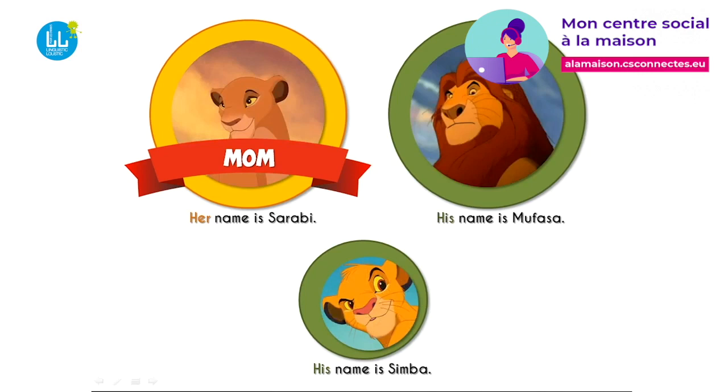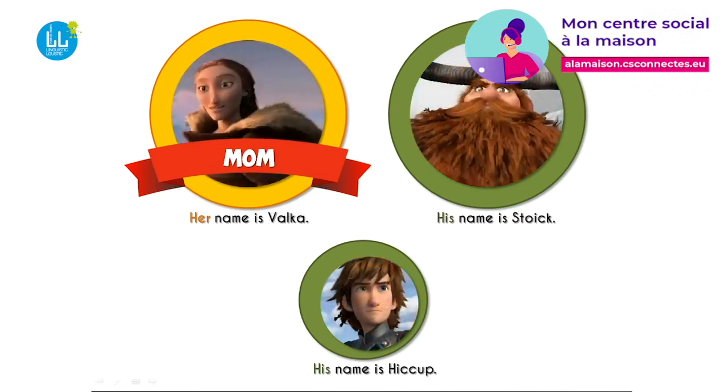Sarabi is Simba's mom. She has 1 son. Simba is an only child. Valka is Hiccup's mom. She has 1 son, like Lily. Like Harry and Simba, Hiccup is an only child.